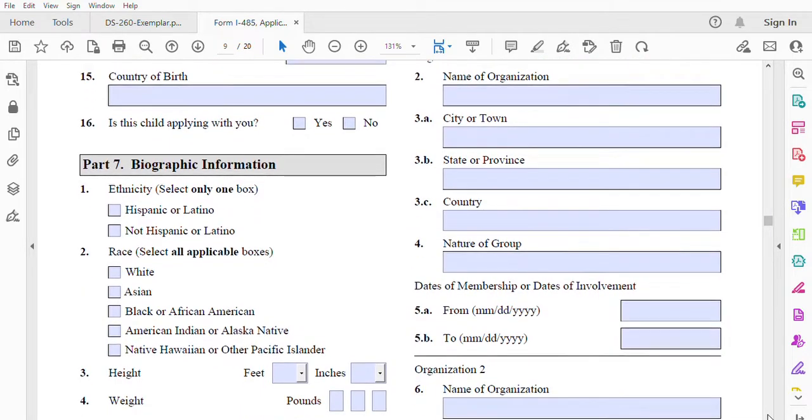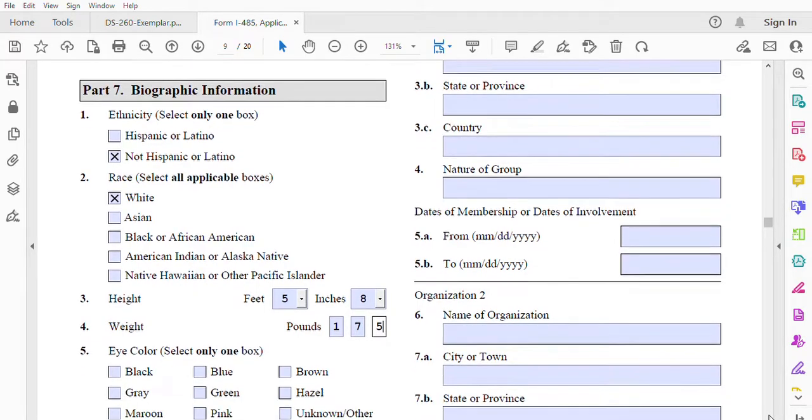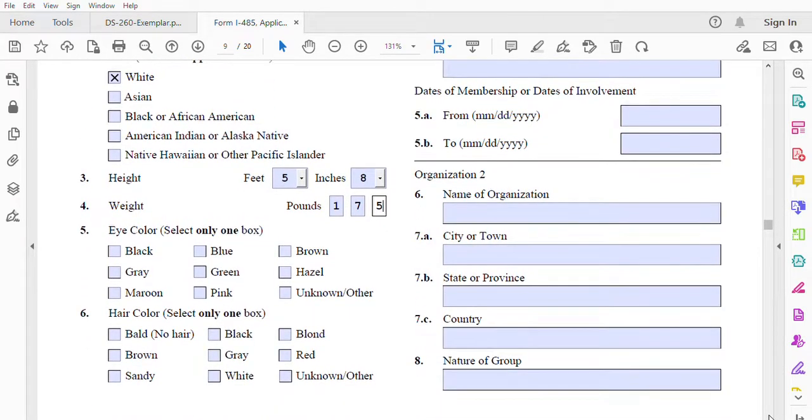We're going to go to Part 7. Ethnicity. Select the one that applies to you. Hispanic or Latino. Not Hispanic or Latino. White. Height is 5 feet 8. Weight is 175 pounds. Select eye color is black, hair is black.